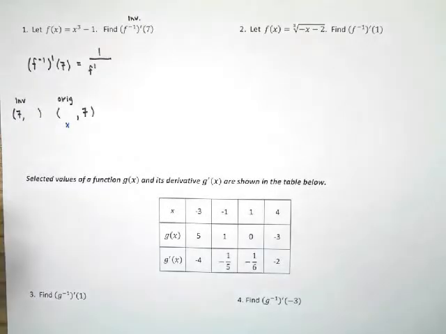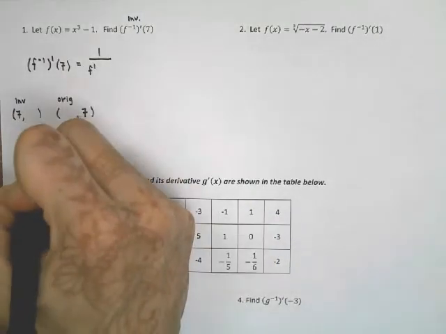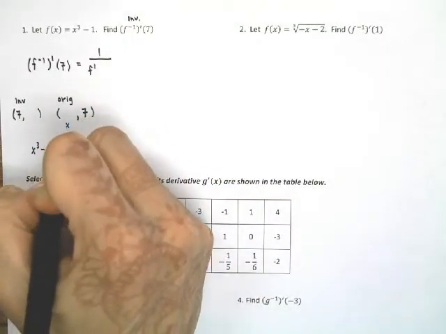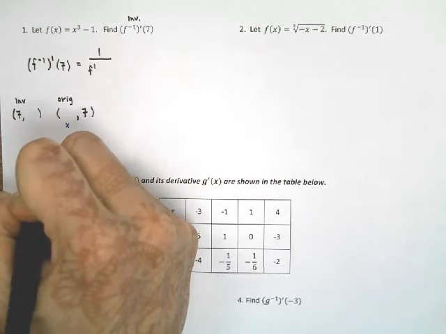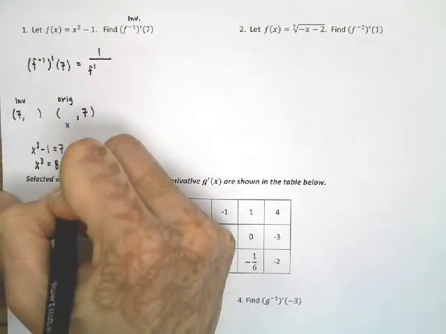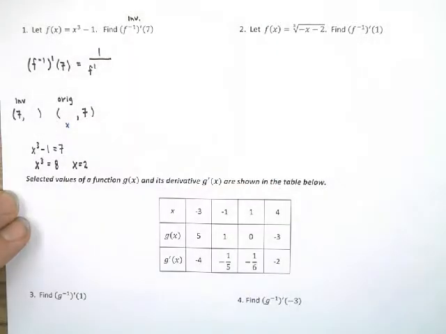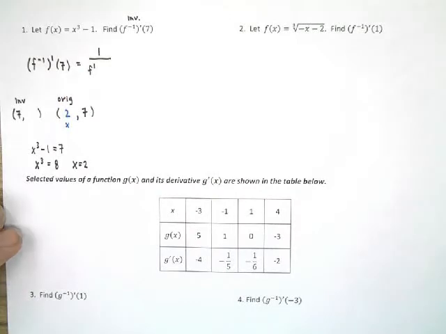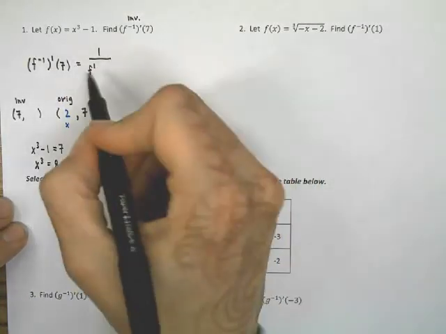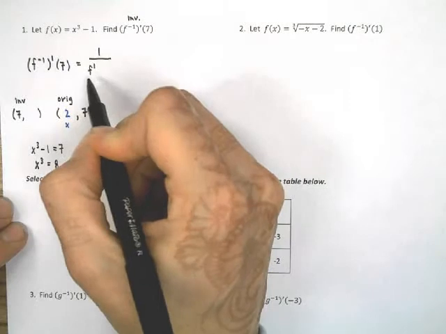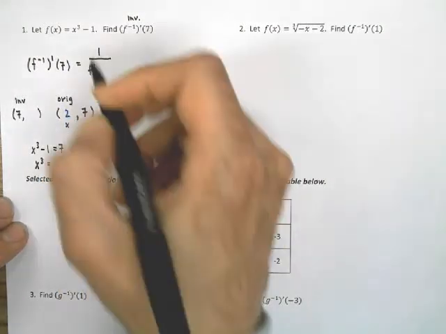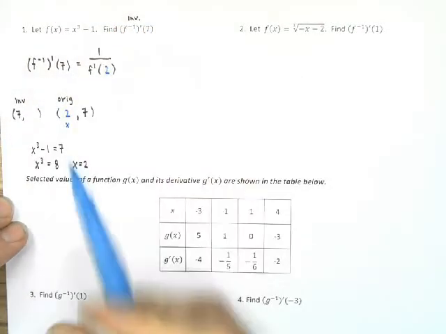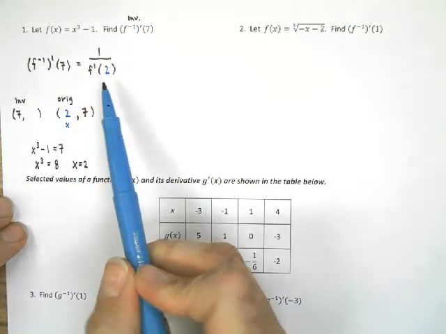So I'm going to go back to my original function, x cubed minus 1. And again, I know that y value has to be 7. So if I add 1, x cubed is equal to 8, which tells me that x is equal to 2. And now I can plug that value in for my original. Since this is the derivative of the original, I'm going to use that x value. So f prime of 2.